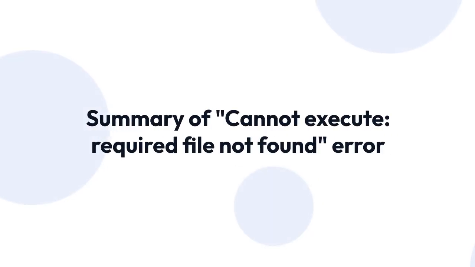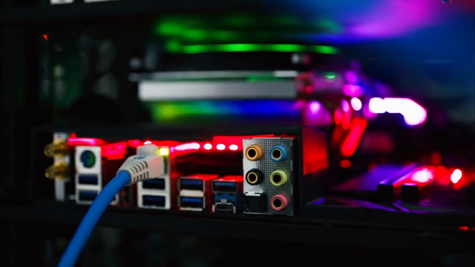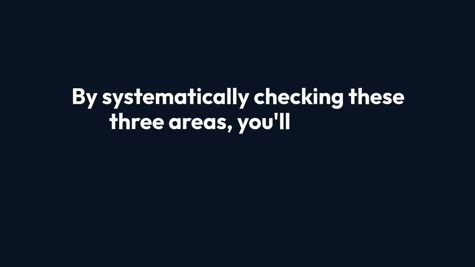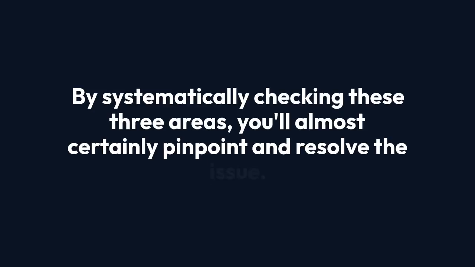In summary, when you encounter the "cannot execute: required file not found" error, first check your shebang line for the correct interpreter path. Then, verify that all commands called within your script are installed and accessible via your system's path. Finally, don't forget to check for Windows-style line endings if your script originated there. By systematically checking these three areas, you'll almost certainly pinpoint and resolve the issue.